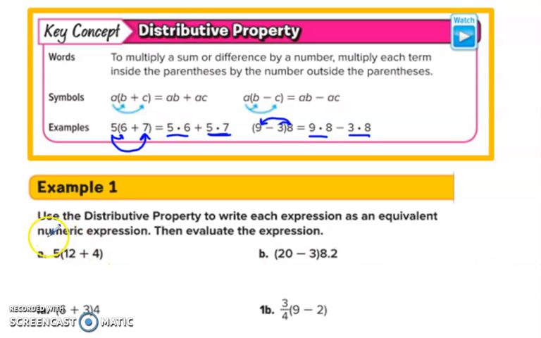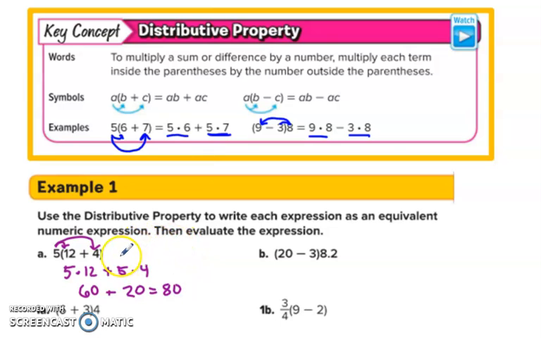Okay, so let's look at an example one here. We've got 5 times 12, and we'll write it out like that. 5 times 12. And then 5 times 4. That's a 5 there, and we got that plus in between them. Okay, so we can multiply this out. So that'd be 60 plus 20. 5 times 4 is 20, and we get 80.